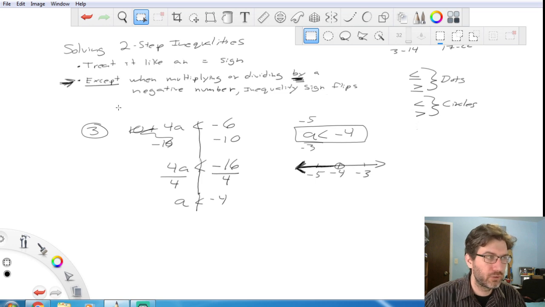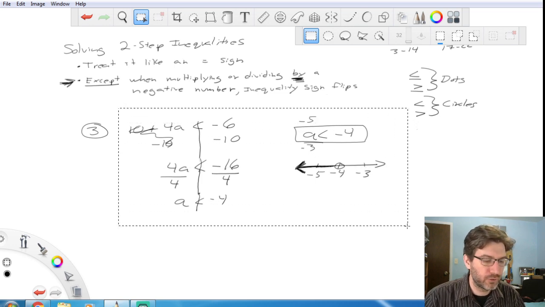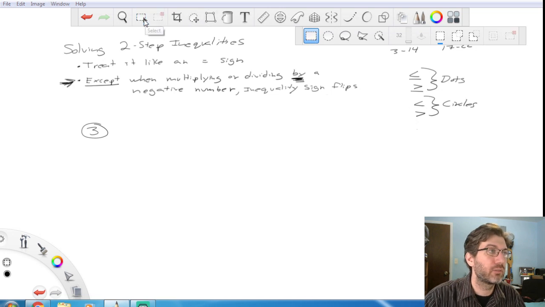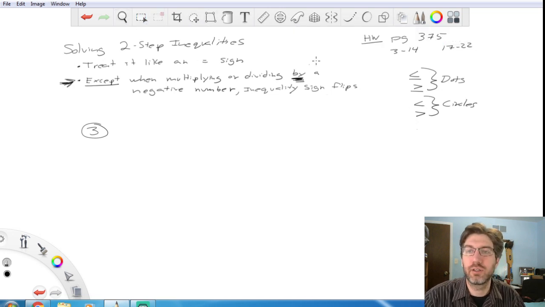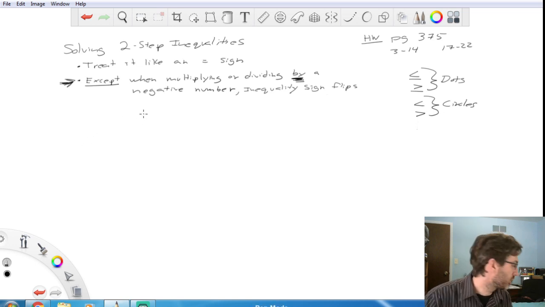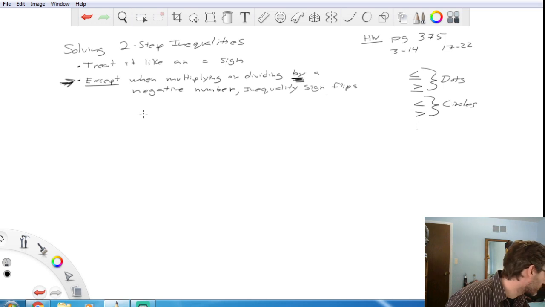Any other questions? Fairly simple assignment. Just watch out for when you multiply or divide by negative numbers. Let me see if I can find another one that has a negative.